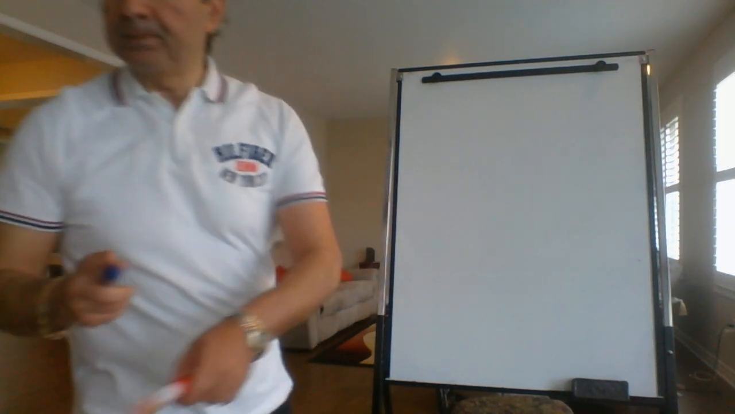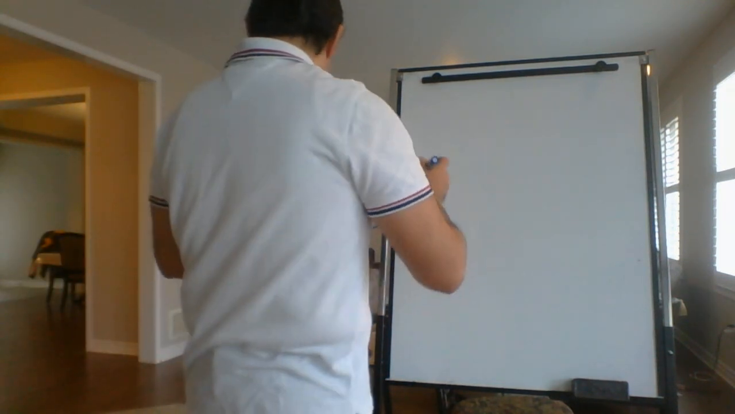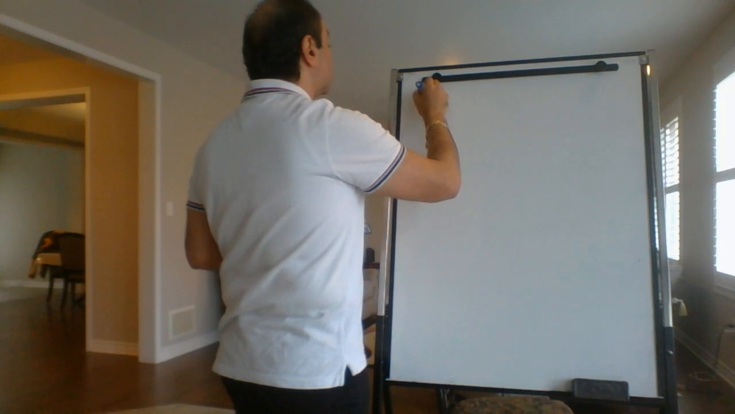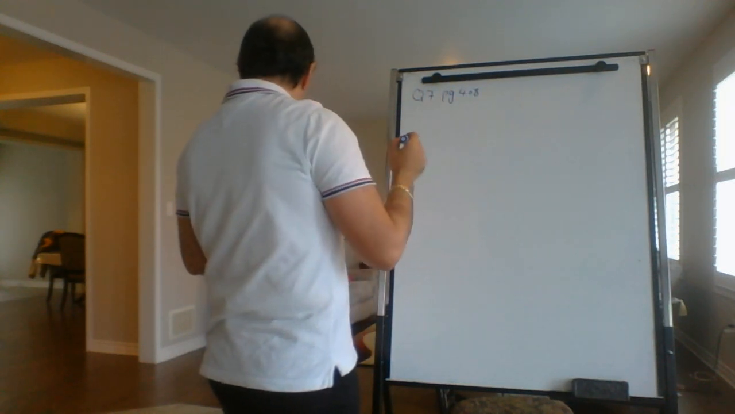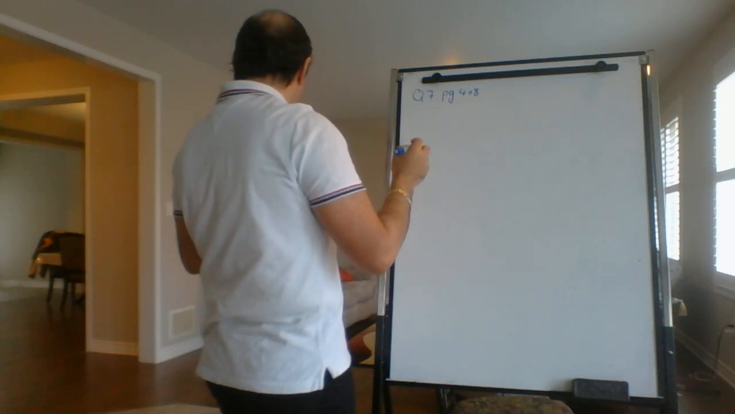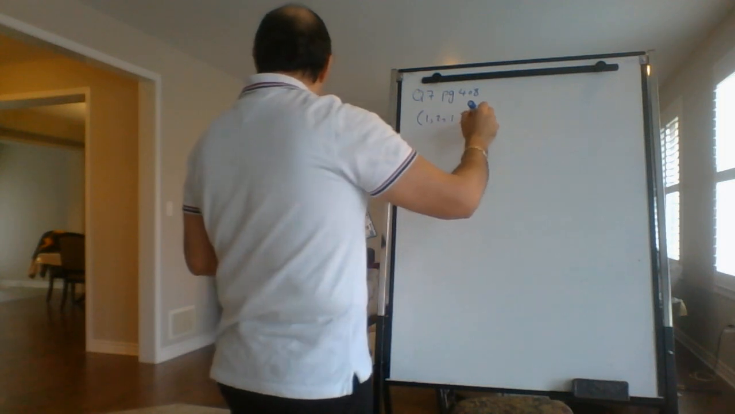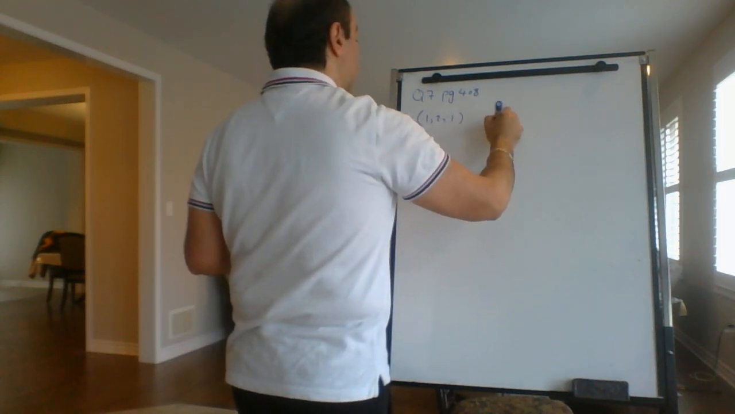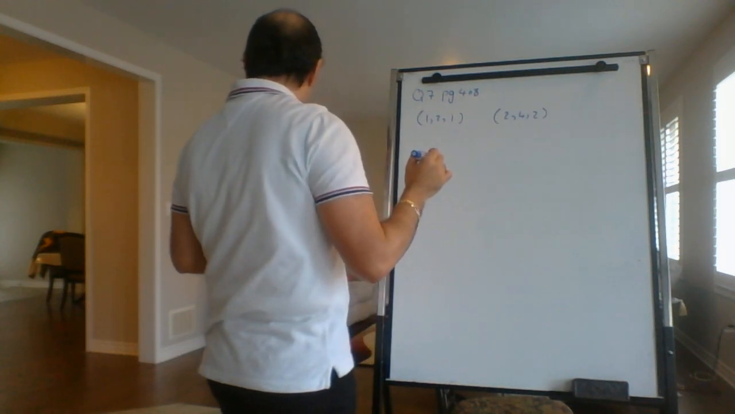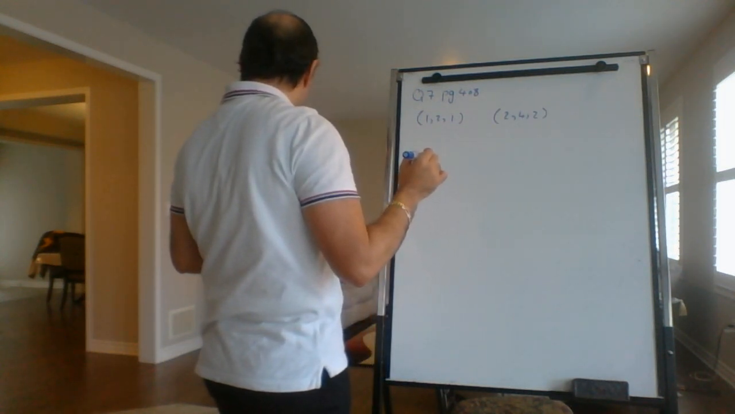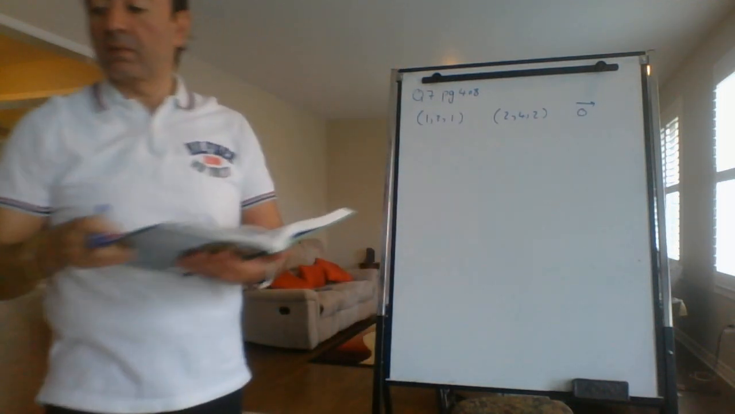Okay. So Yusuf asked for question 7, page 408. The question says we have two vectors, so 1, 2, and 1, and the other vector is 2, 4, and 2, and it says that show that their vector product is 0. Vector product means cross product, the 0 vector.